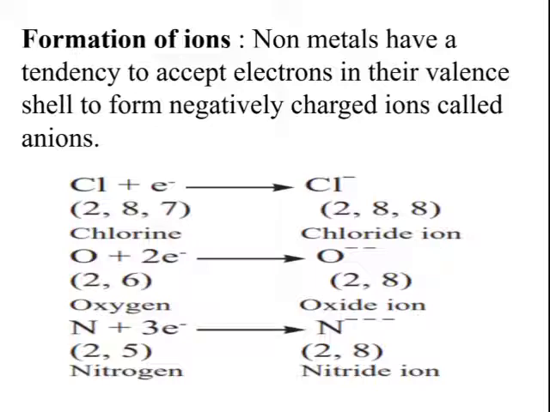Same for nitrogen. Nitrogen electronic configuration is 2, 5. So 3 electrons are less to complete the octet state. So nitrogen accepts 3 electrons and carries the 3 negative charge. And the ion is formed which is called nitride ion.